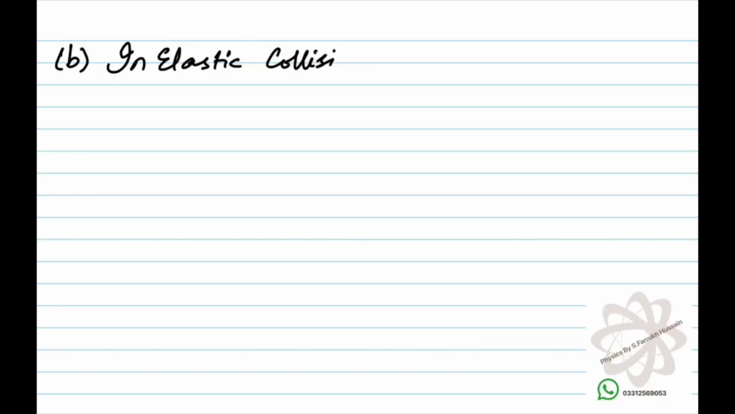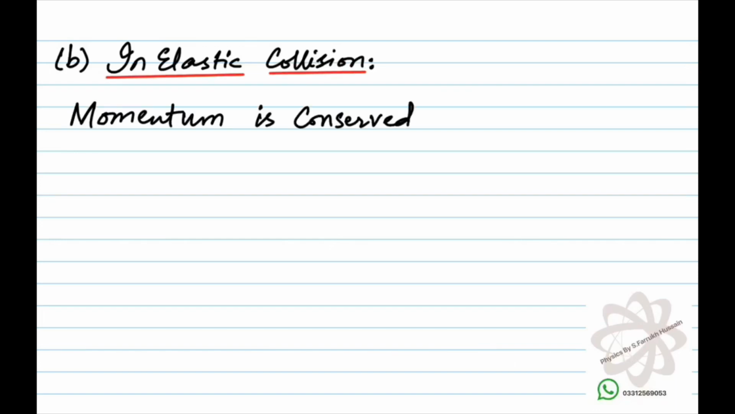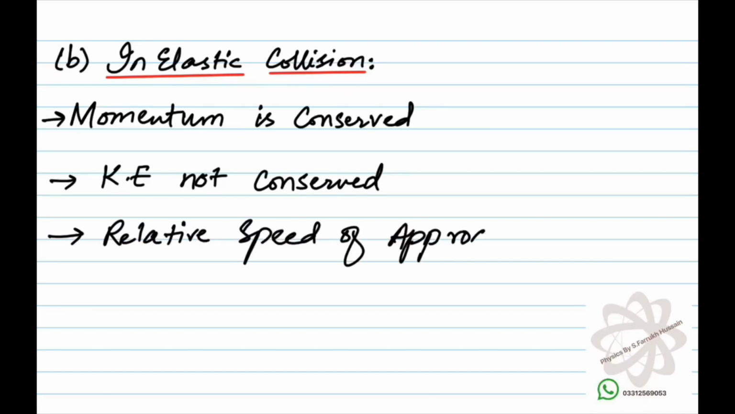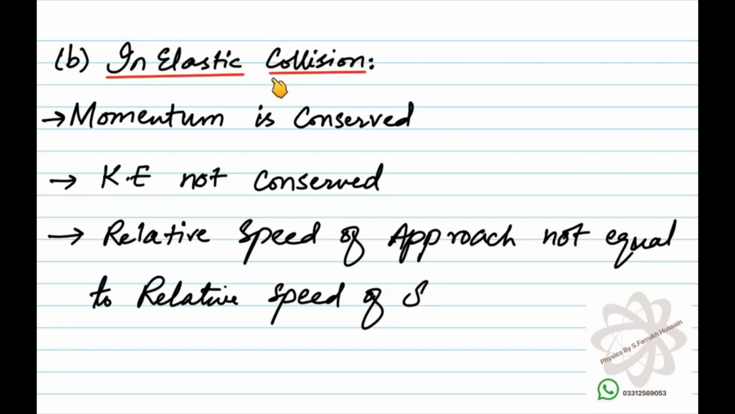Now part B, inelastic collision. Momentum is conserved, kinetic energy is not conserved, and the relative speed of approach is not equal to the relative speed of separation. So if the collision is inelastic, momentum is still conserved, kinetic energy is not conserved, and the relative speed of approach will not be equal to the relative speed of separation. This is what you need to understand when you are solving questions related to dynamics. In the next video I will be helping out in solving questions which are related to dynamics.